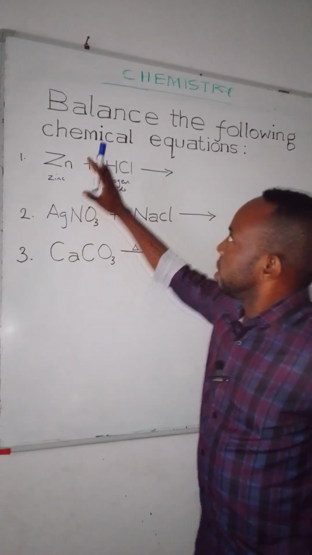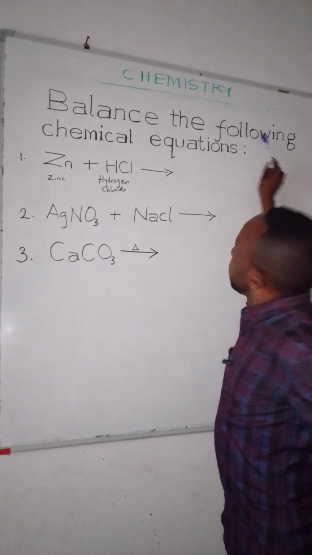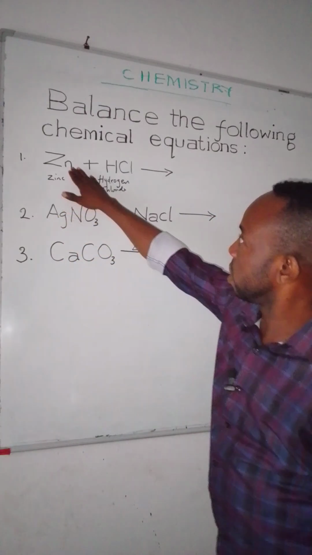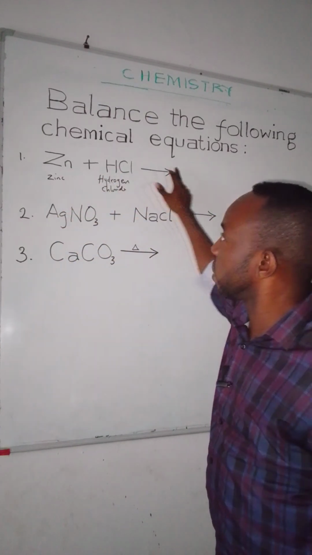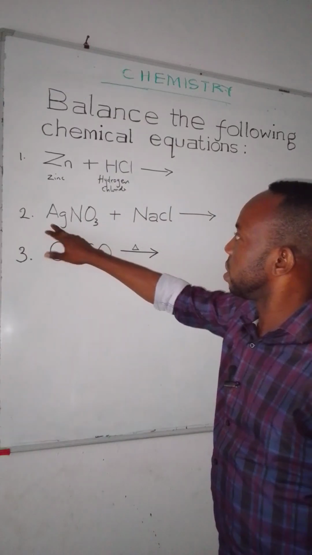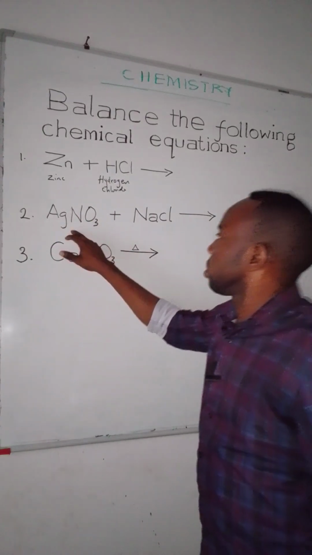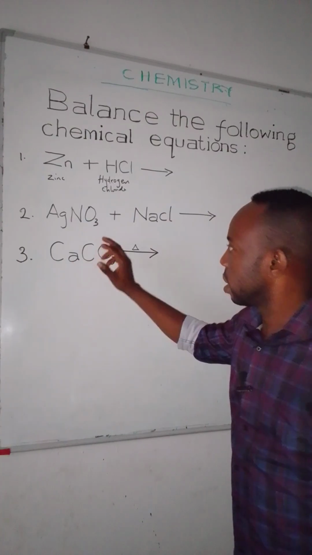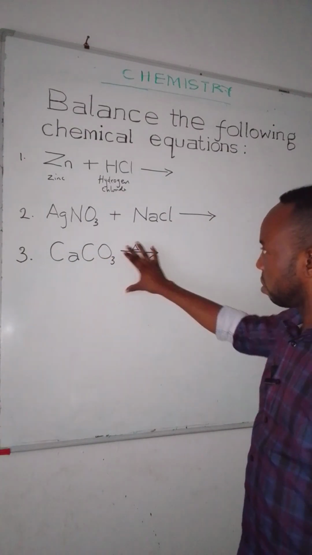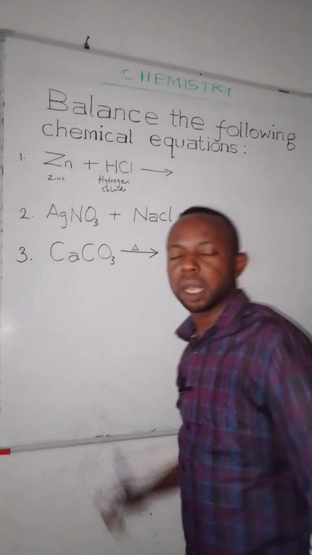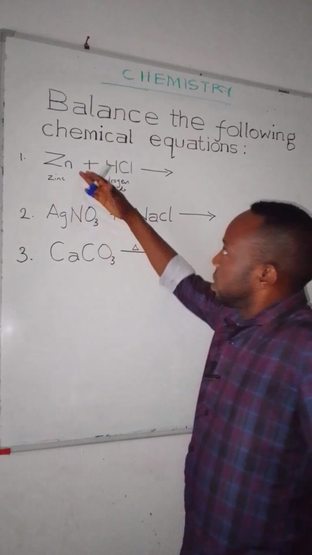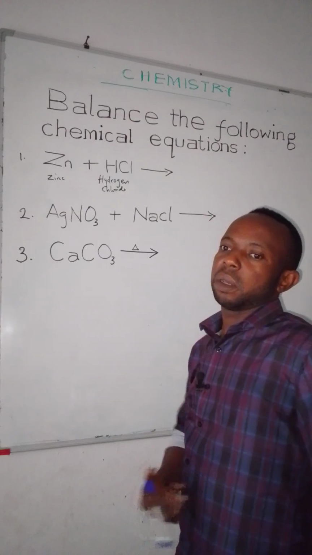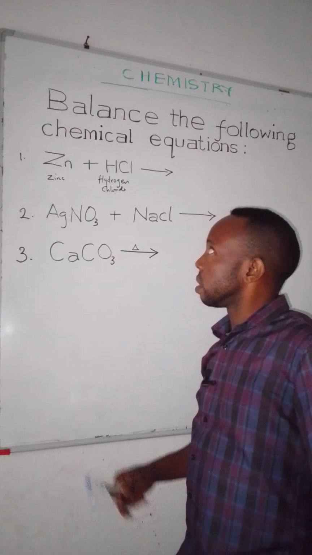Okay, let's talk about this. Balance the following chemical equations. You look at the board, you see this equation: zinc plus hydrogen chloride. We balance it. This one is silver nitrate plus sodium chloride. And this is calcium carbonate decomposing. So let's look at how you balance this. These sample equations will give you a guide on how to balance other equations that are similar to them.